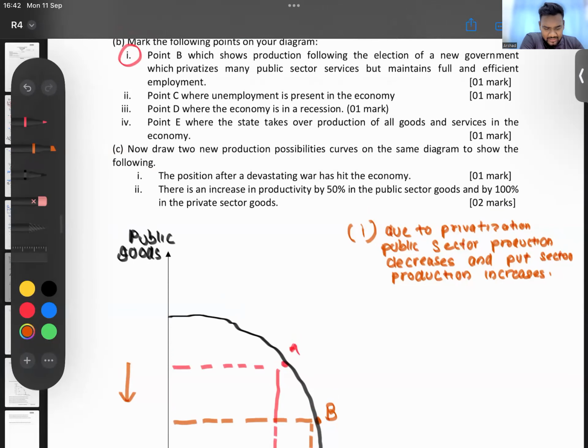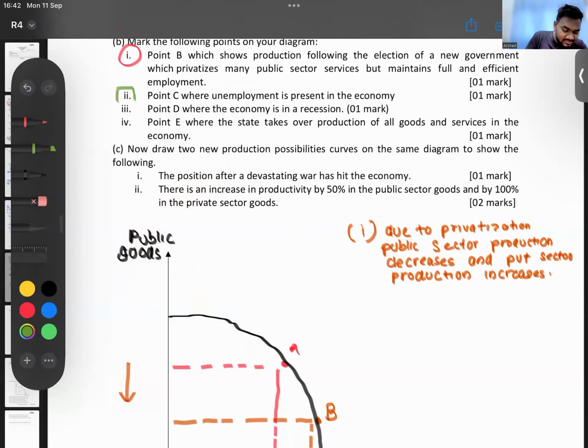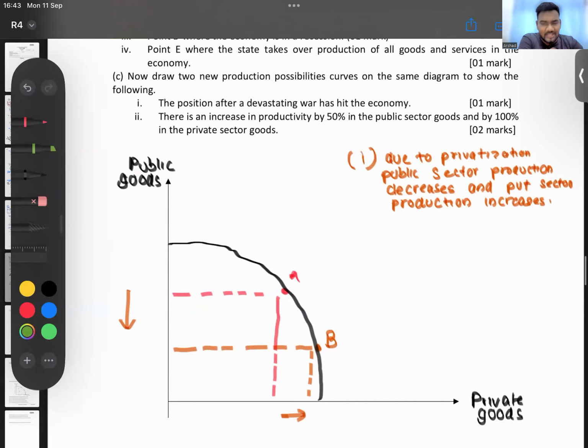Right. This part is easy, guys. Can everyone give me an answer now? If you can't do this, you are comparatively a little lost. Point C, where unemployment is present in the economy. Can you tell me where point C should be? It's an easy one, guys. Can all of you give me an answer if you have not fallen asleep at least? How do we show unemployment in the economy on a PPC?